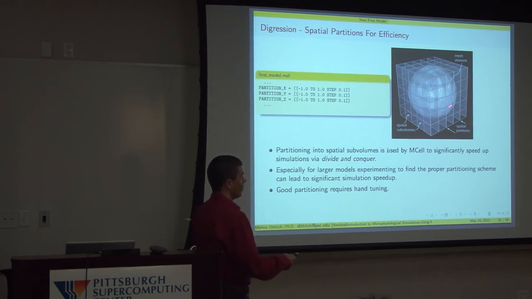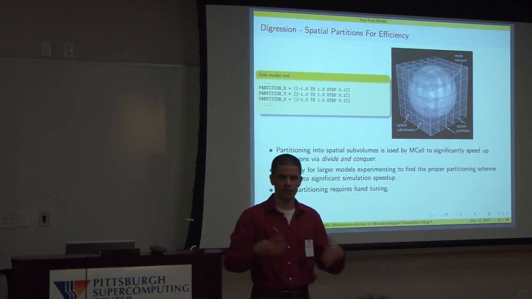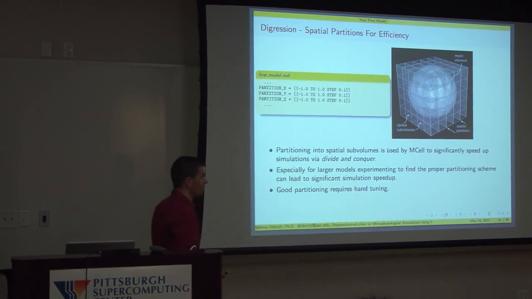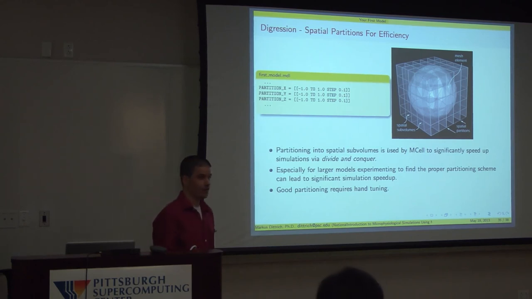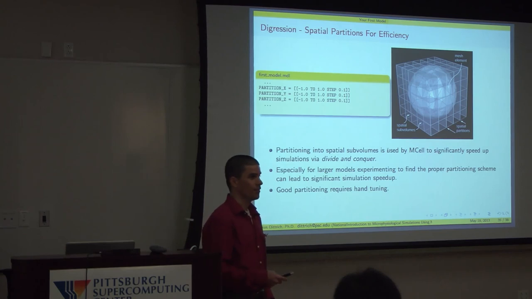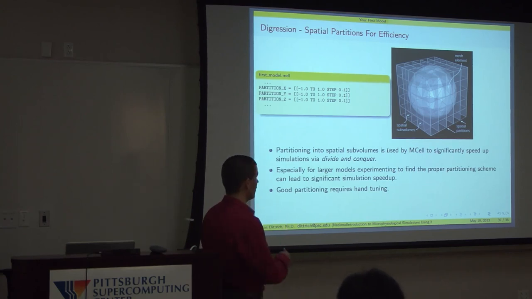In each little cube or rectangle that you define, M cell only needs to keep track of the molecules in this cube and its neighbors, not in the whole simulation. So if you do that, you can significantly speed up your M cell simulations, by a factor of 10 or 100. So once you're getting ready to do production simulations, it's really worth your time to fiddle with the partitioning a little bit. There's a kind of sweet spot.